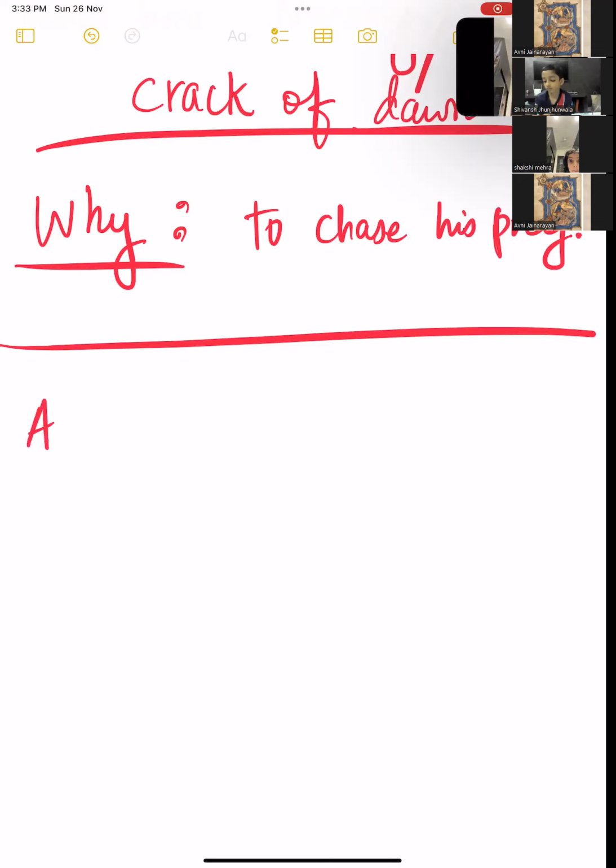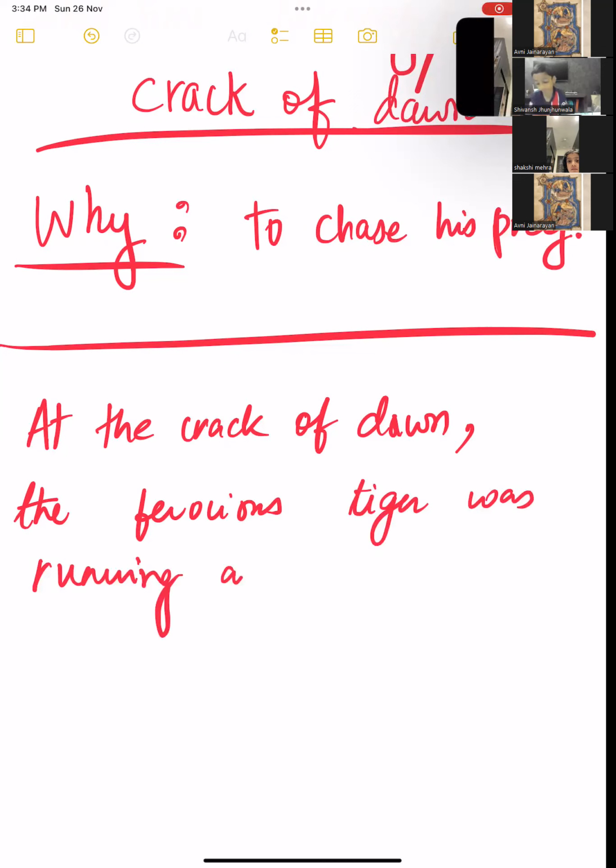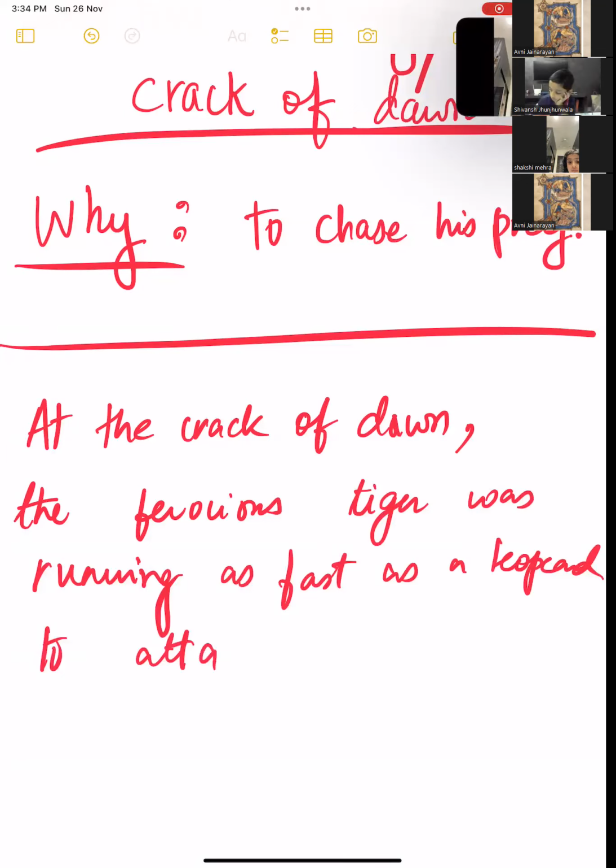Now we will start the sentence like this. At the crack of dawn, the ferocious tiger was running as fast as a leopard to attack his prey. Is it a good sentence? Are you happy with this sentence? Yes, ma'am. Sakshi, your turn.